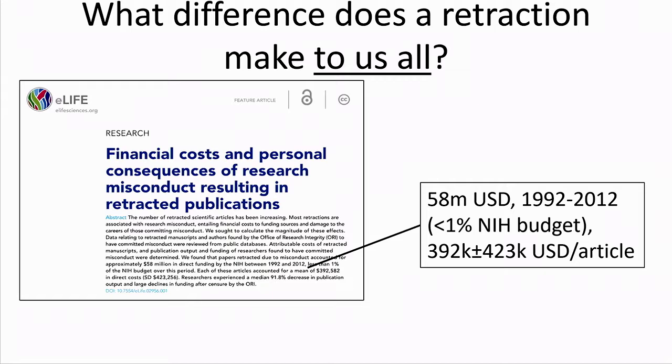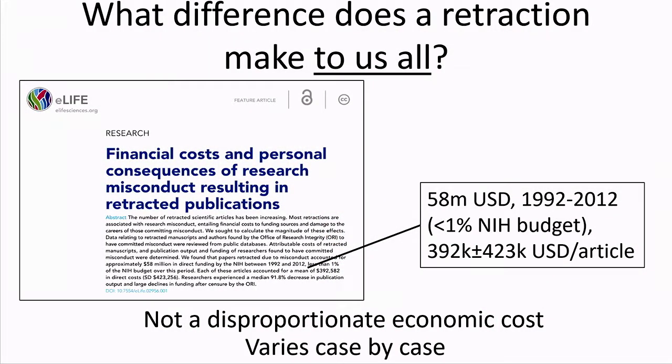In other words, depending on how you want to look at this figure, you could say that it's a lot because it's, in a sense, avoidable cost, or not as much. But certainly, one of their conclusions is that this is not a disproportionate cost compared to how relatively infrequent retractions are. And I think even more interestingly, as again suggested by the figures themselves, it's a cost that varies very much on a case-by-case basis.